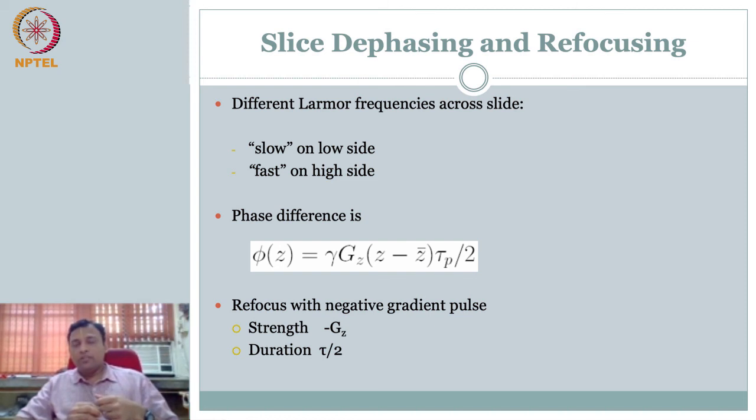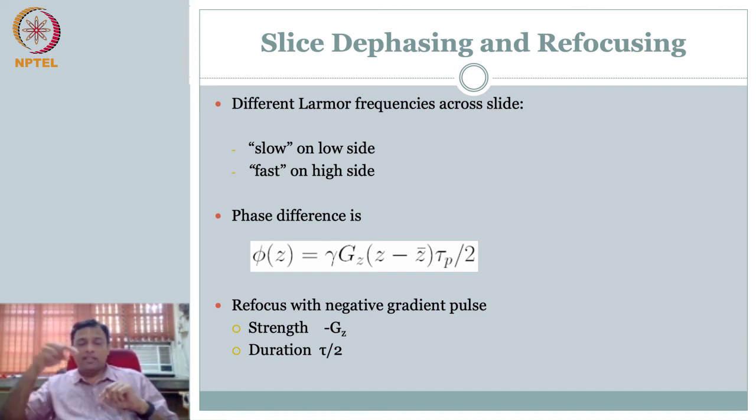What do I want to do? If I can make everything coherent, that means the slow guy has to become faster, and the fast guy has to become slow. If we do that, then they will all meet. We talked about similar things when we tried to do the spin echo. Just go back and remember. Same logic. Here what we will do is apply the same gradient Gz, but negative. Initially we did positive Gz. What happens if I do negative Gz?